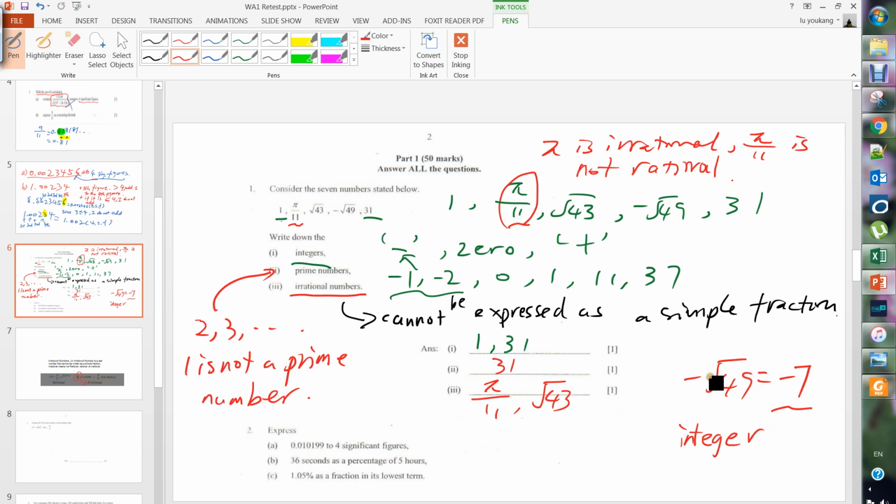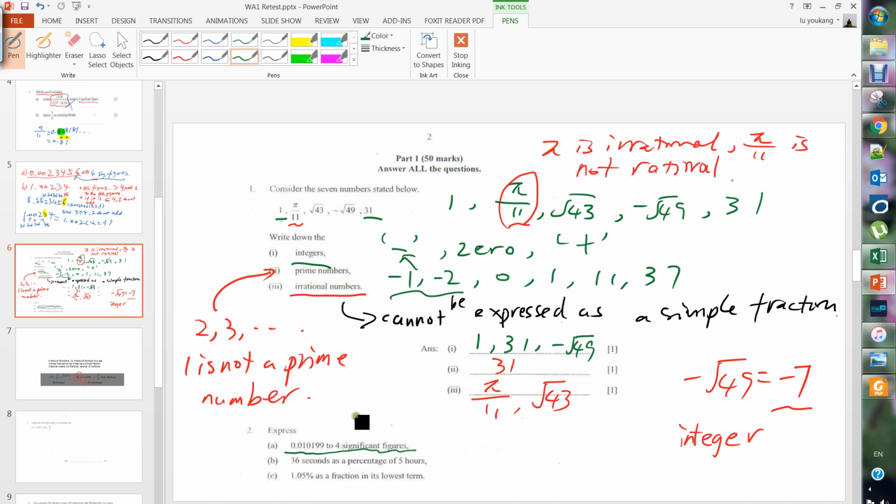Okay, it's a negative integer. So therefore, I should write my answer here. Negative 49, right? Okay, so that's how you do this question. Okay, let's move on. Over here it says express this to four scientific figures.